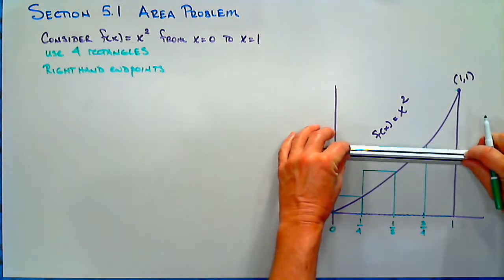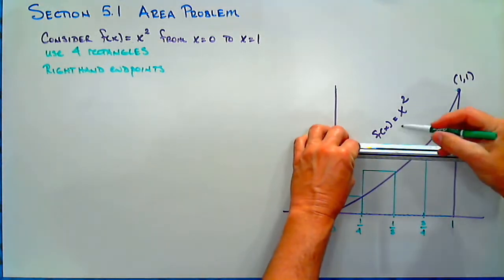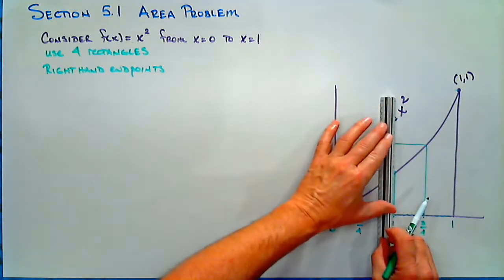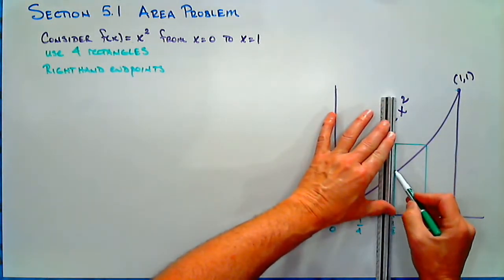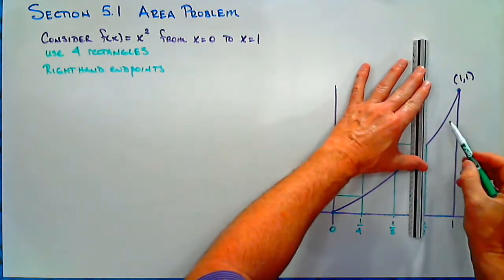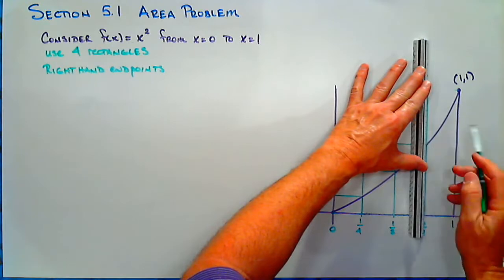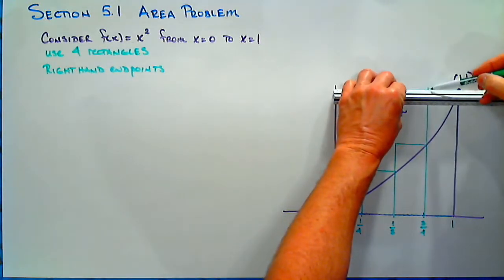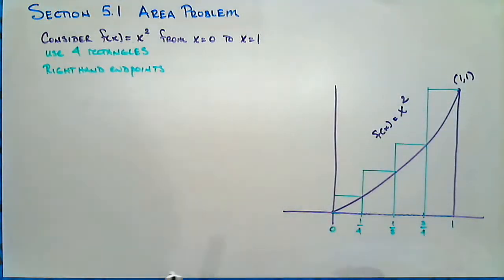All right, so on we go, continuing to use the right-hand side as the side that determines the height of our rectangles. And this is what our picture would look like if we use right-hand endpoints.